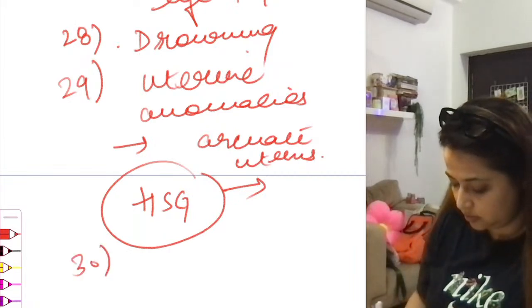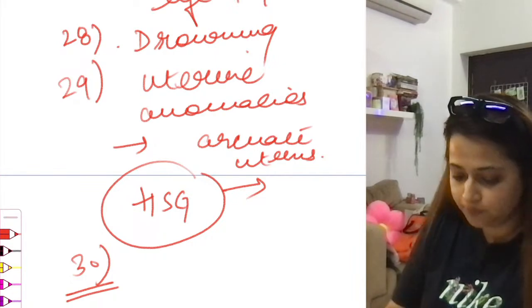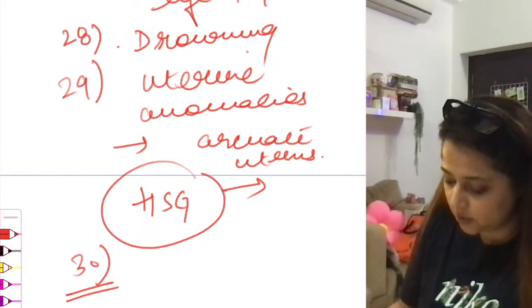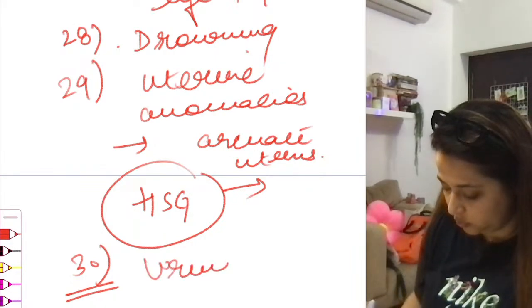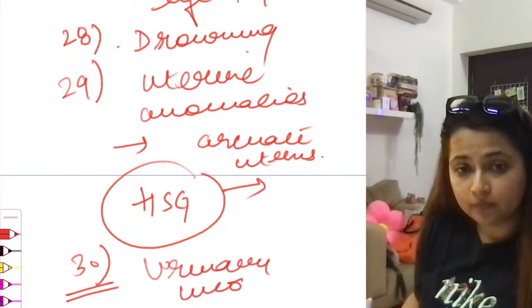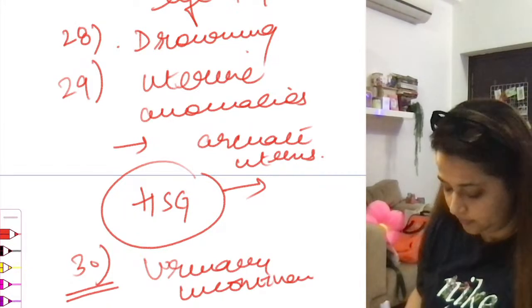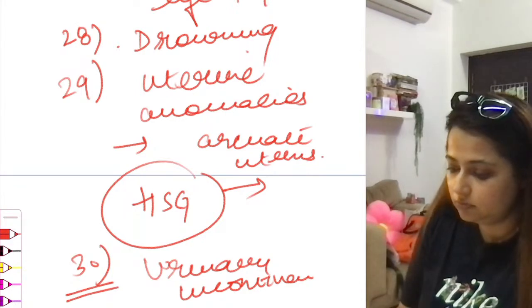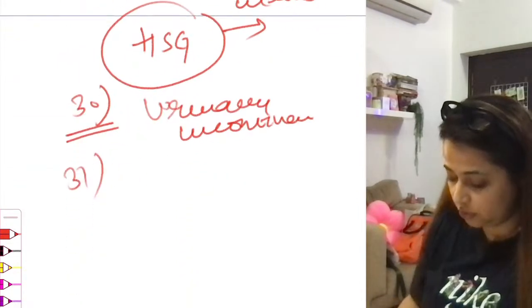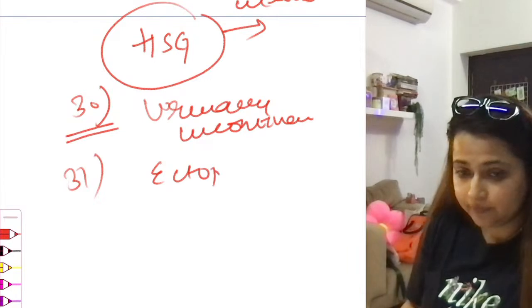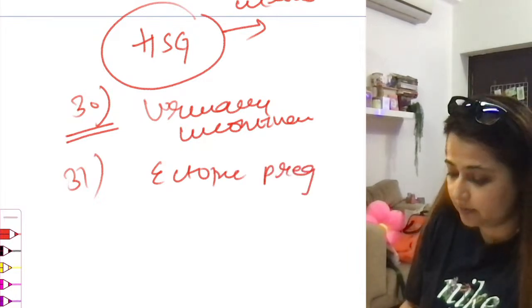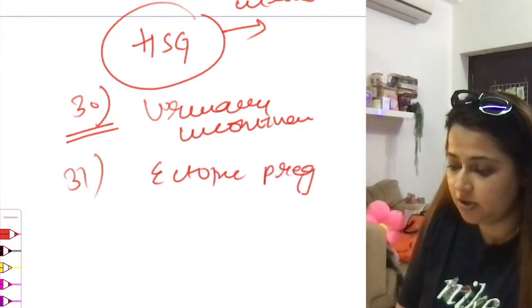Then you should know about urinary incontinence, the types of urinary incontinence. Then ectopic pregnancy, very important. Ectopic pregnancy. Please review it.